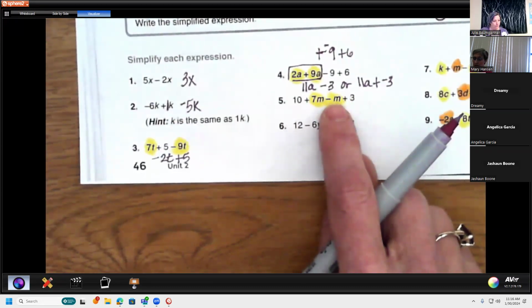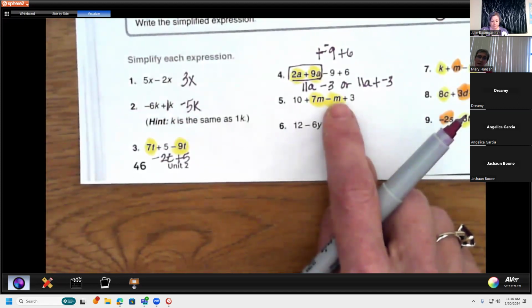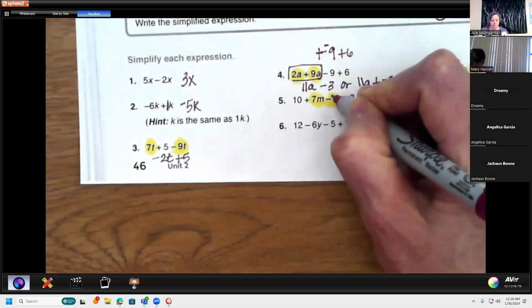7M minus M. One of the students asked, can I imagine an imaginary 1 in front of that M? Exactly, you can. You can write it if you want to.